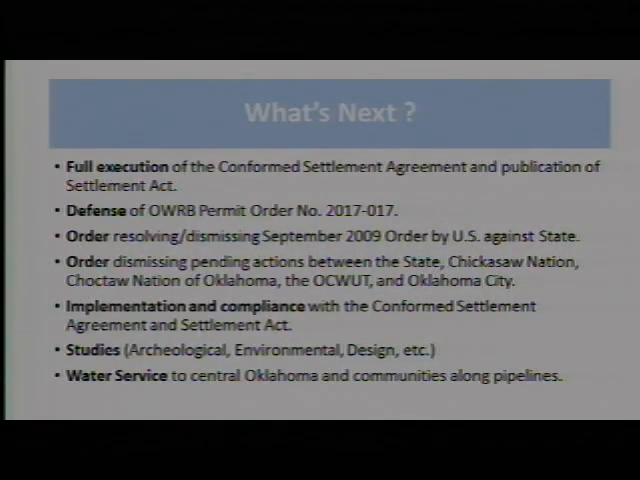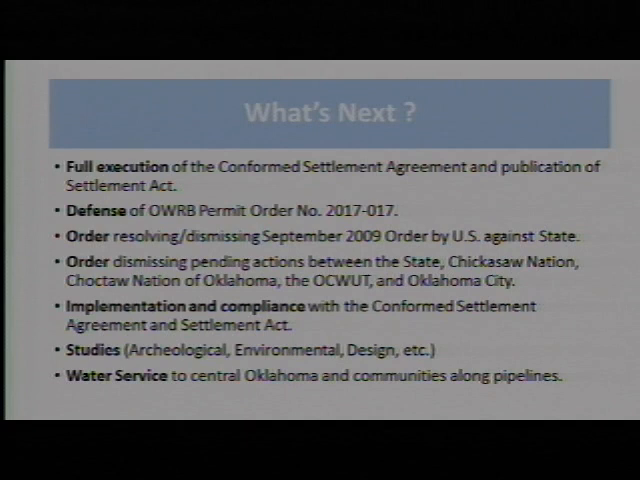Subsequently, the conformed settlement agreement will be forwarded to the federal government for execution and review through their processes. In the meantime, the City and the Trust continue their defense of the Oklahoma Water Resources Board permit number 2017-17, which has been granted but is currently on appeal, and we're defending that issuance. There is an order which will need to be drafted to resolve or dismiss the September 2009 order against the state of Oklahoma by the United States government.